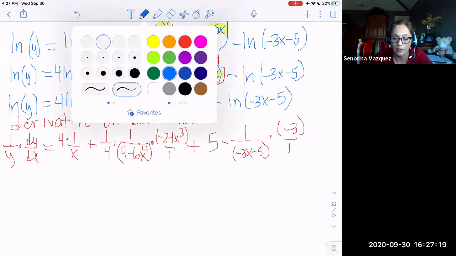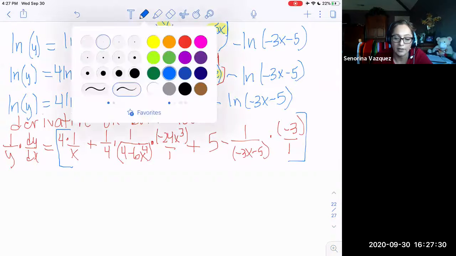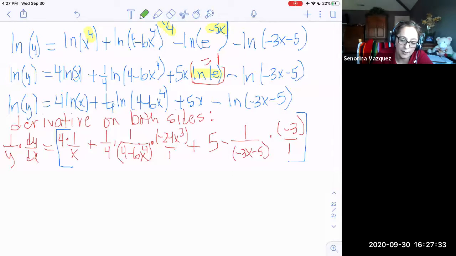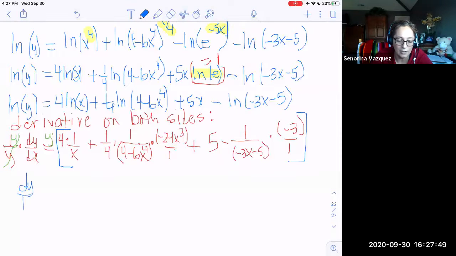So I'll use brackets. Everything on the right side, which needs to be cleaned up, I'm going to multiply, and I'll use green for what I'm multiplying by. I'm going to multiply it by y there, and I'm going to multiply it by y here, right? Why am I multiplying by y? And here's my equal sign, remember, on both sides. I'm multiplying by y so that these can cancel. And so now I get my dy dx is equal to this y that I just multiplied by on both sides times all that beautiful stuff that we need to clean up.